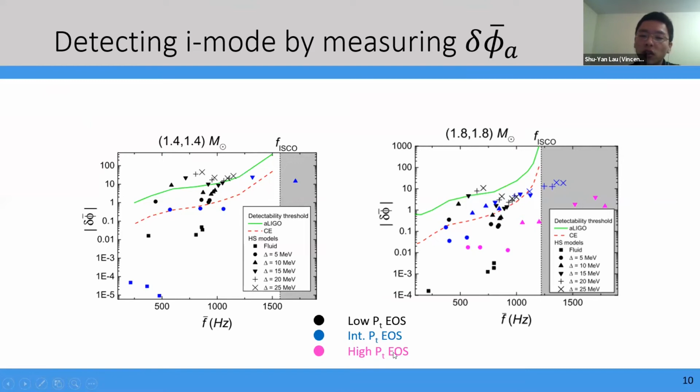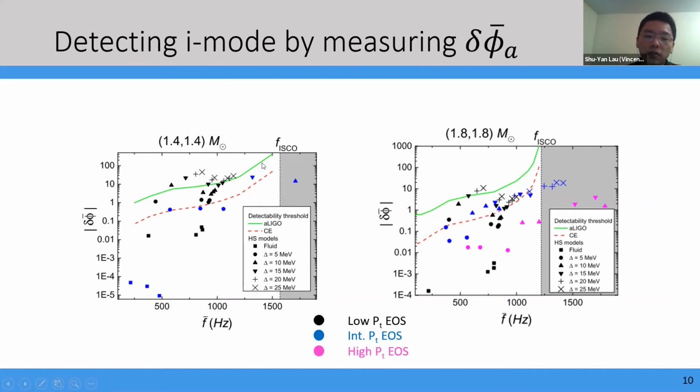For the magenta ones, they have the high transition pressure, and the black ones have the low transition pressure. One remarkable thing about this figure is that even for the current second generation detectors like advanced LIGO, there's a possibility that we can detect the overall phase shift of some of the I-modes if the transition pressure is low enough, and also if the gap parameter is large enough, that is, the shear modulus is large enough.